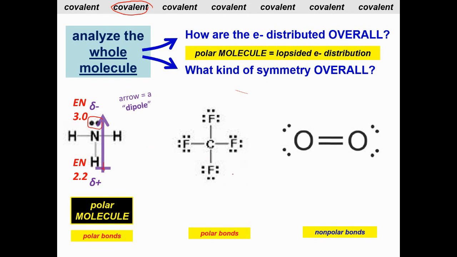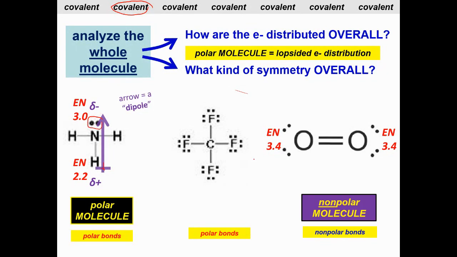Now let's look at this CF4. It has a bunch of polar bonds, but here's the special thing. Oh, you know what? Let's analyze oxygen first. Okay, Mr. Young, get with it. Those are 2 atoms of oxygen bonded together. They both have the exact same electronegativity. It's a nonpolar molecule because the electrons are distributed evenly overall.